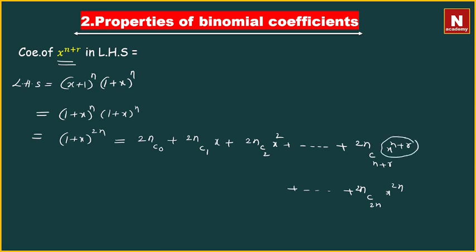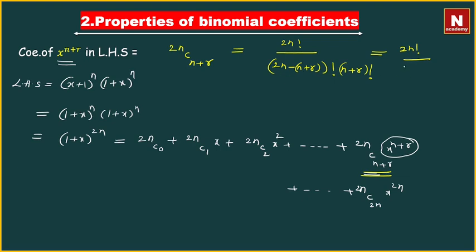The coefficient of x power n plus r is equal to how much? 2nC(n plus r). Therefore, the coefficient of x power n plus r in the LHS equals 2nC(n plus r). This is the coefficient of x power n plus r in the LHS. Expanding this using the nCr formula, this is 2n factorial by (2n minus n plus r) factorial into (n plus r) factorial. That implies 2n factorial by (n minus r) factorial into (n plus r) factorial.